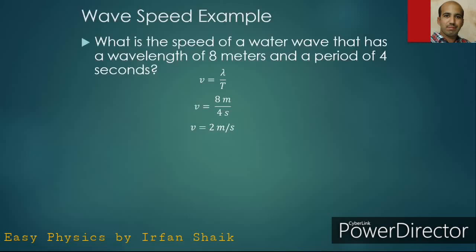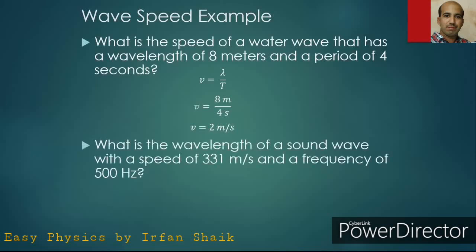Let's take another example. What is the wavelength of a sound wave with a speed of 331 meters per second and a frequency of 500 Hz? v is equal to f lambda. Here the speed of the wave is given as 331 meters per second and frequency is given as 500 Hz. So the lambda is equal to 0.662 meters.